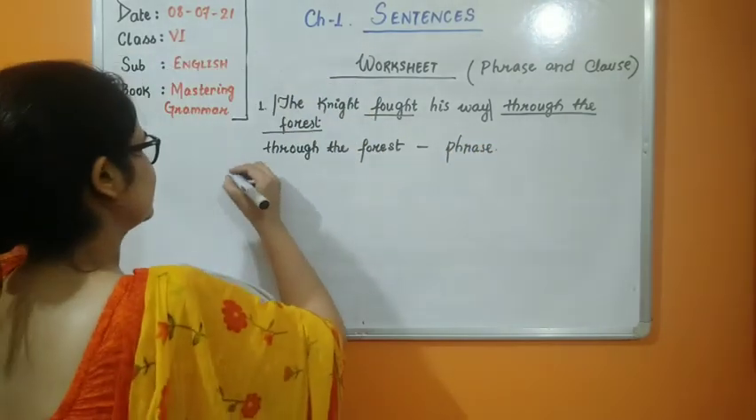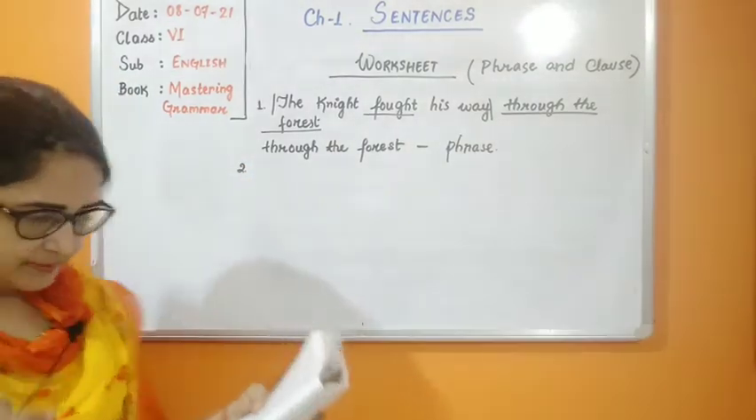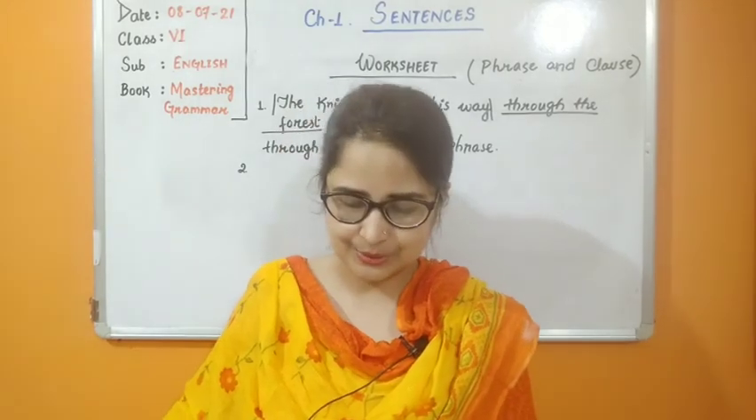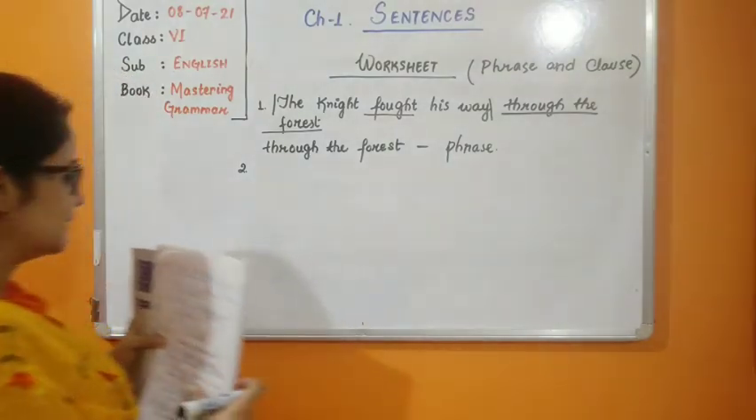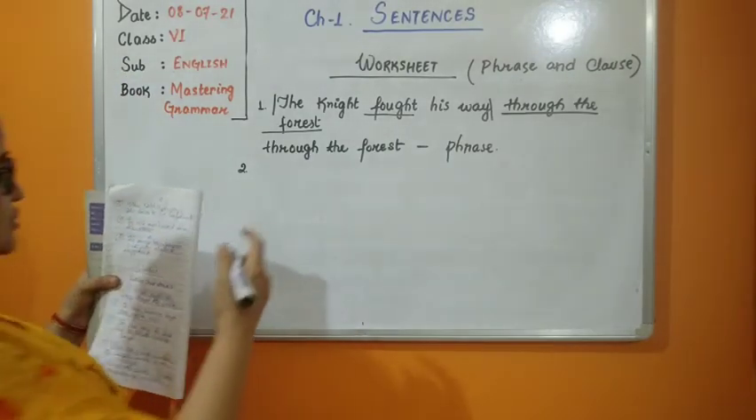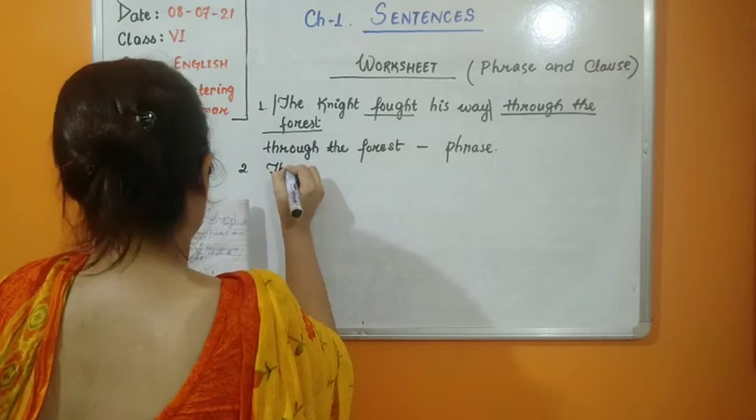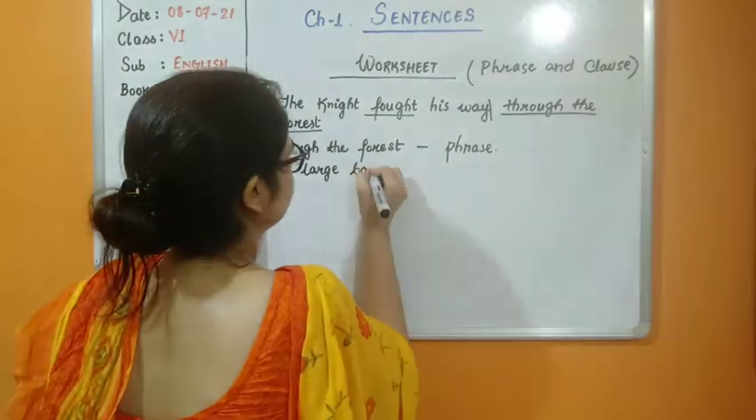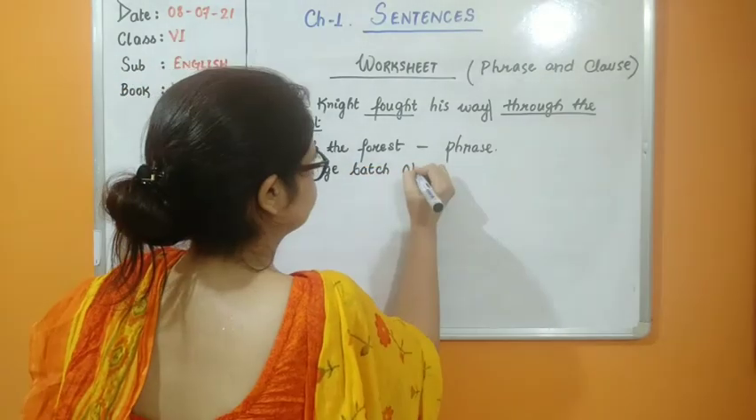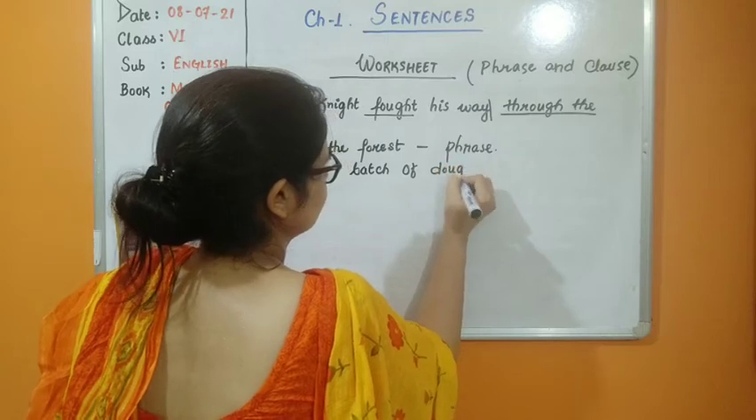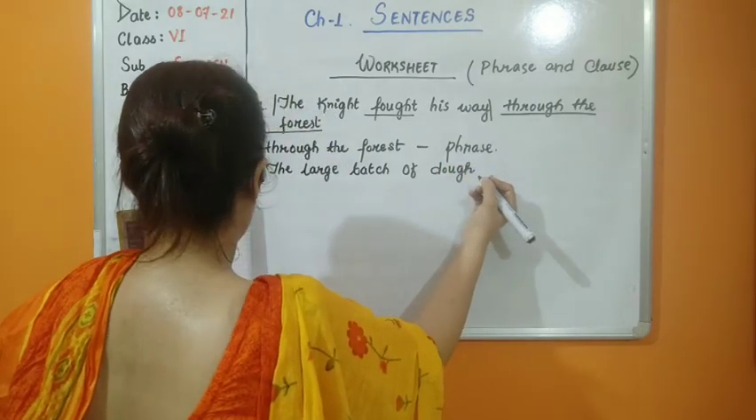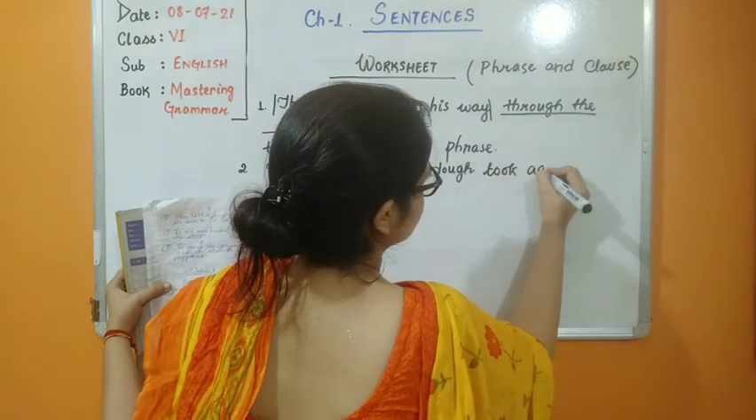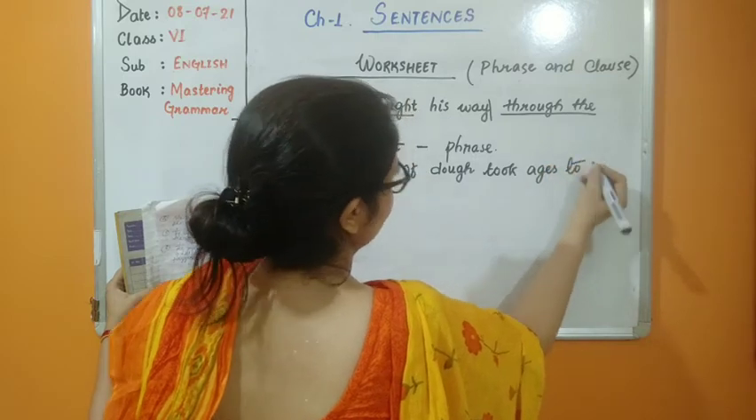Now moving to the next one, number 2. The large batch of dough took ages to rise. Okay. So we know children fermentation. So here they are talking about fermentation. The large batch of dough took ages to rise.